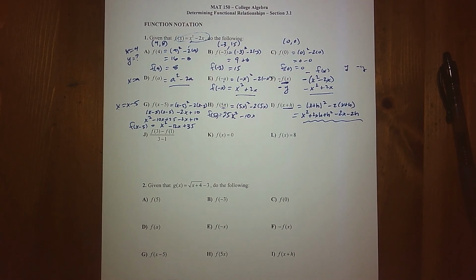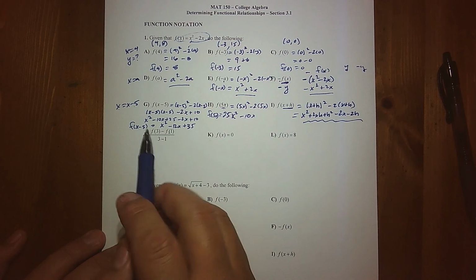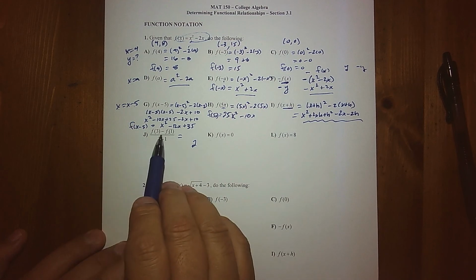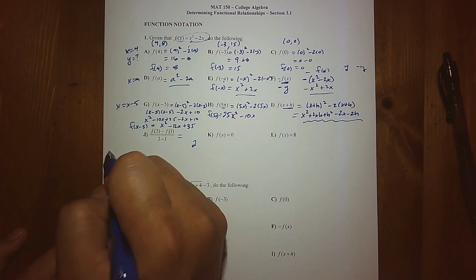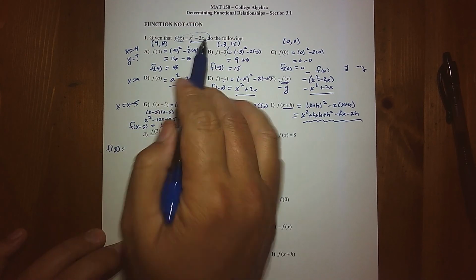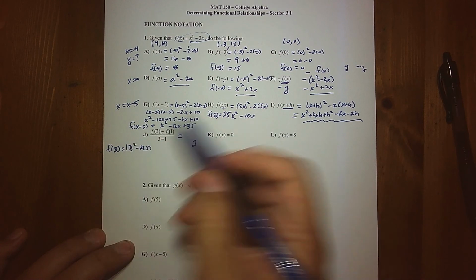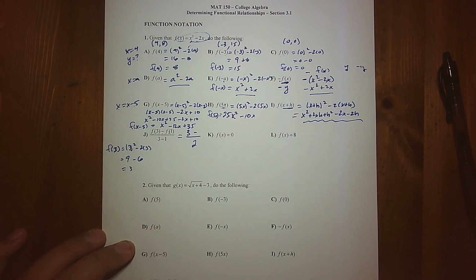Okay, the next one looks a little difficult, but we have f of 3 minus f of 1 all over 3 minus 1. So the bottom is not too bad. That we know to be 2. But upstairs, before I perform that subtraction, I actually have to find what f of 3 is. Remember, that's an output when the input is 3. So off to the side here, what's f of 3? Well, from my function, that's 3 squared minus 2 times 3, and 9 minus 6 gives us a value of 3.